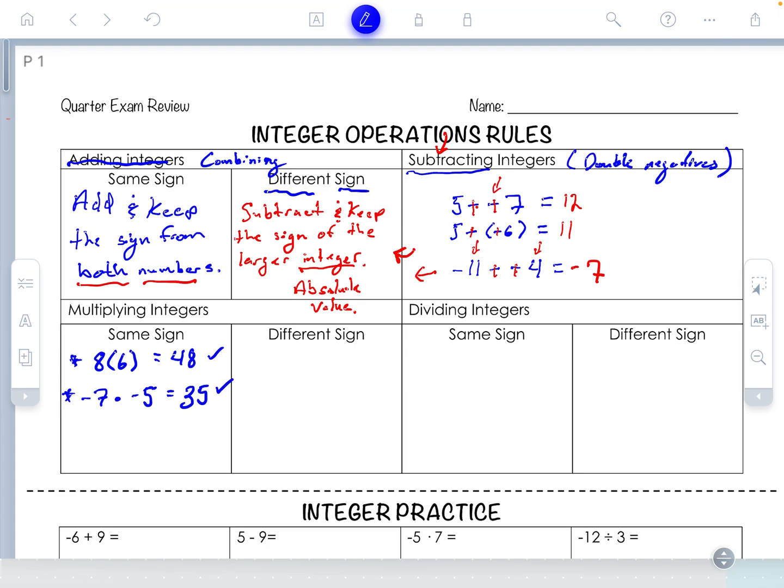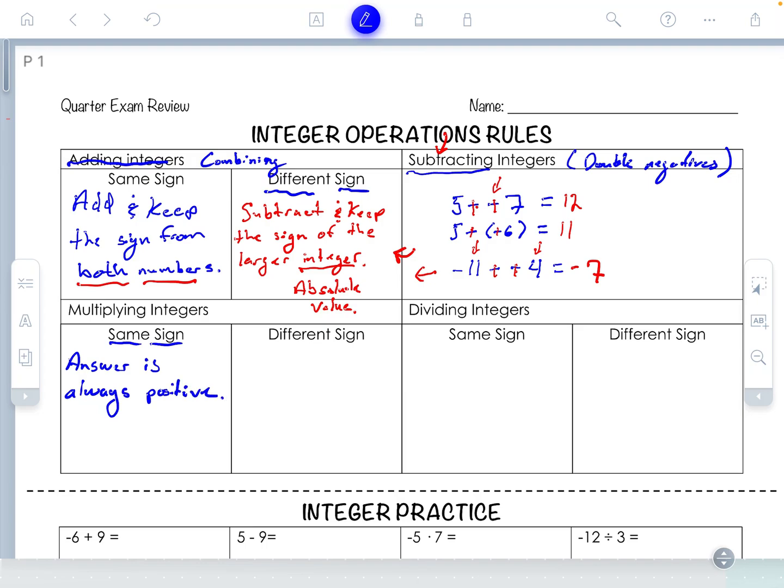So let's go ahead and write a rule for that. As long as they're the same sign, whether there are two negatives or two positives, what is our answer? If they're the same sign, our answer is always positive.